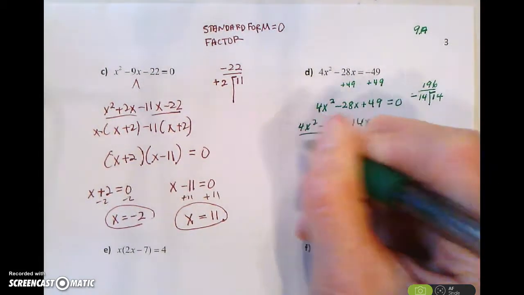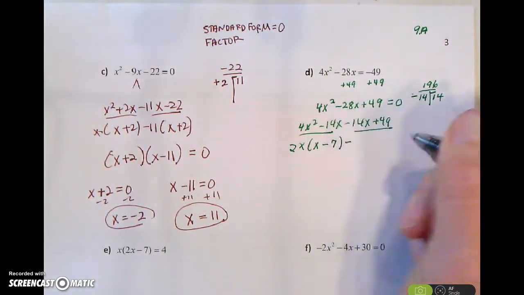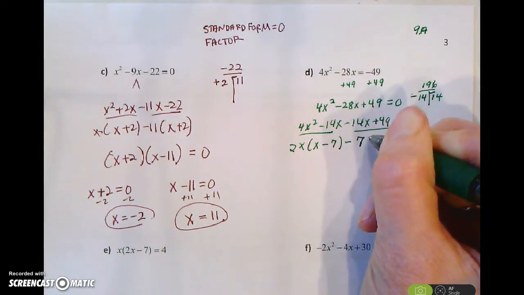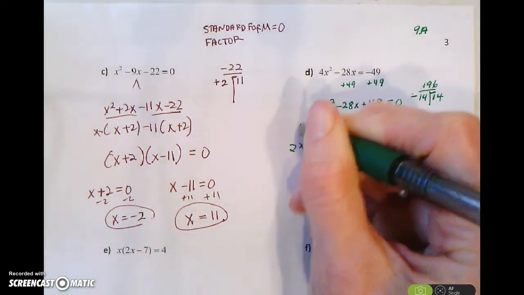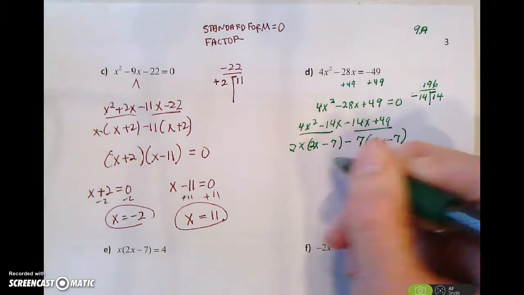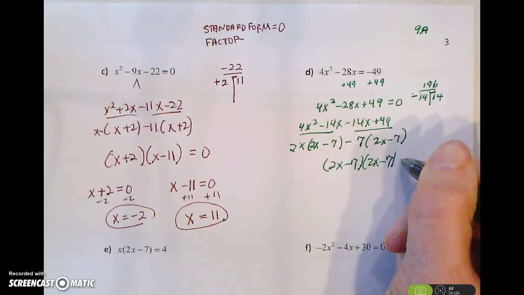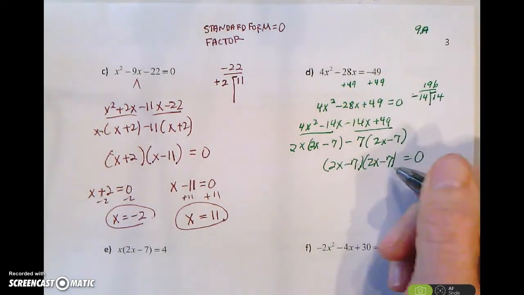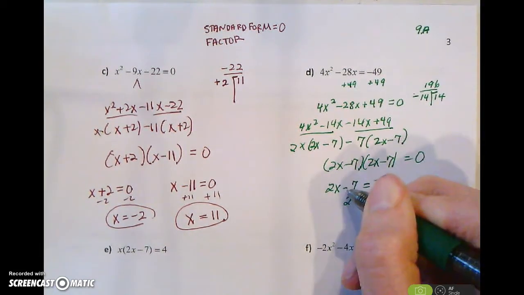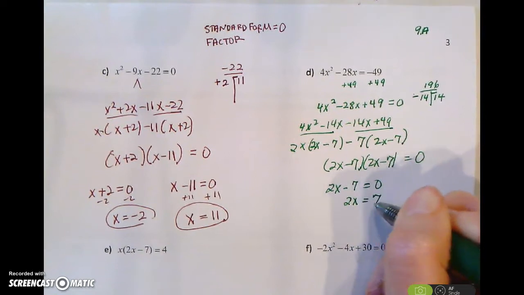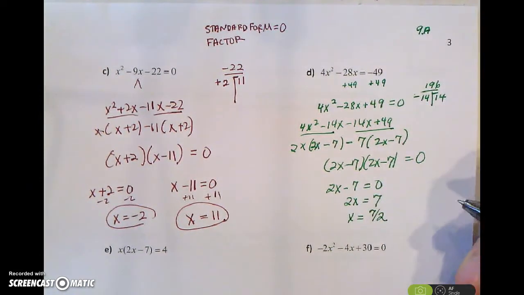Group, and take out the 2x on this one, which leaves me with x minus 7, and then a 7 here, which is going to be negative 7. It's going to leave me with 2x minus 7. Oh, 2 goes into 2 here 2 times. That gives me 2x minus 7 and 2x minus 7 is equal to 0. So it's the same thing, so I'm going to get this answer twice. Add 7 to both sides, so I get 2x is 7, and divide both sides by 2, and I get x is 7/2.